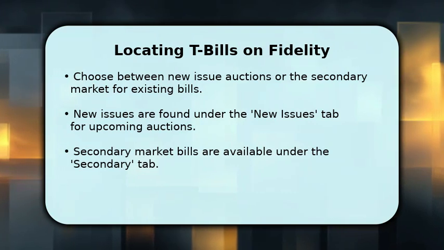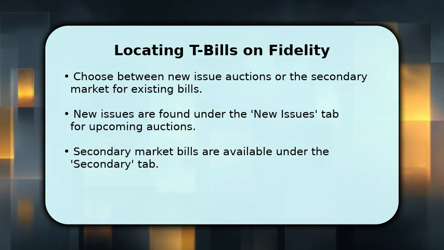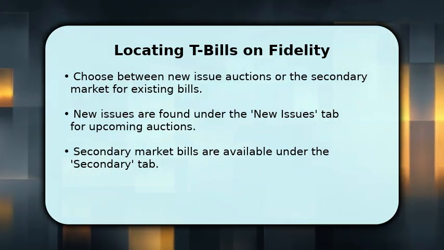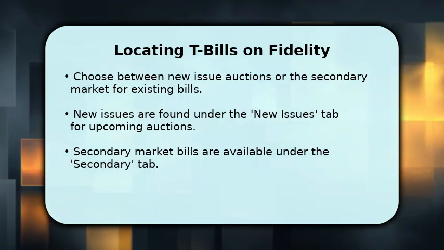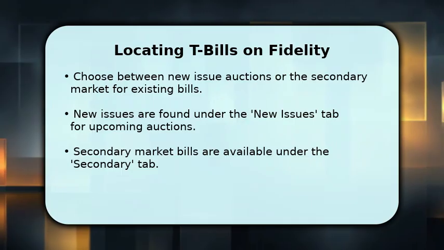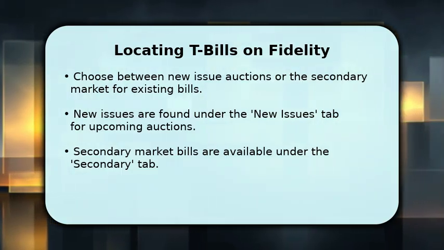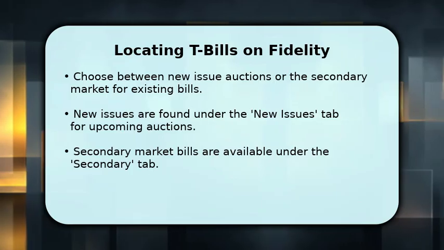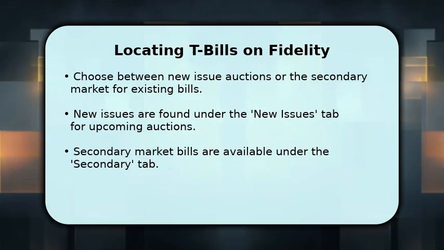Once on the Fixed Income page, you have two primary avenues for purchasing Treasury bills: new issue auctions or the secondary market. For newly issued T-bills, click on the New Issues tab to view upcoming government auctions. If you prefer to buy existing T-bills, select the Secondary tab, where you can browse a wide selection of currently traded securities. Both options offer distinct advantages for investors.